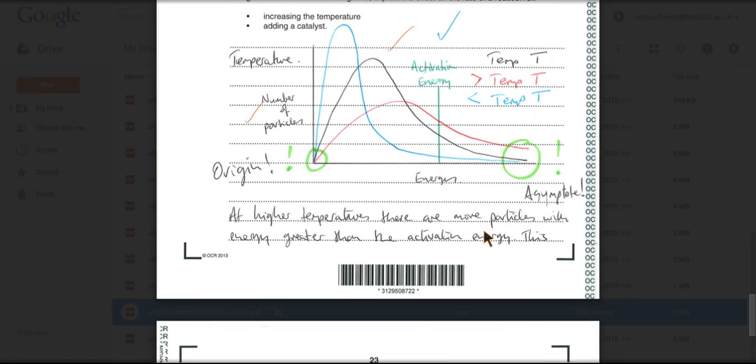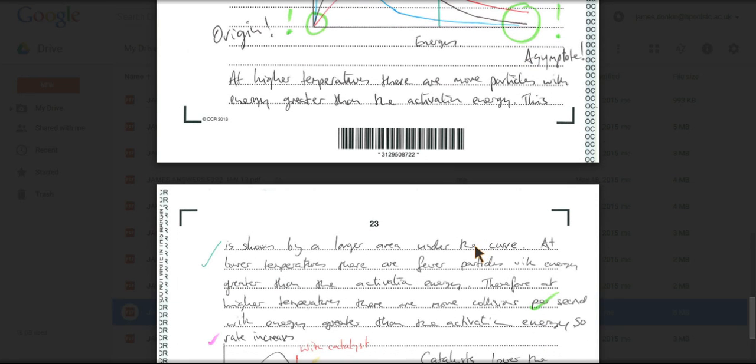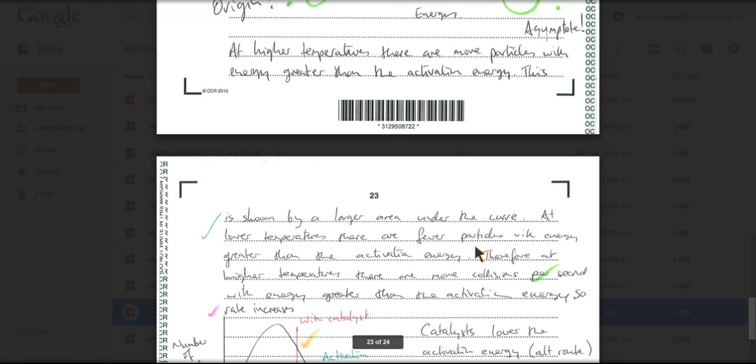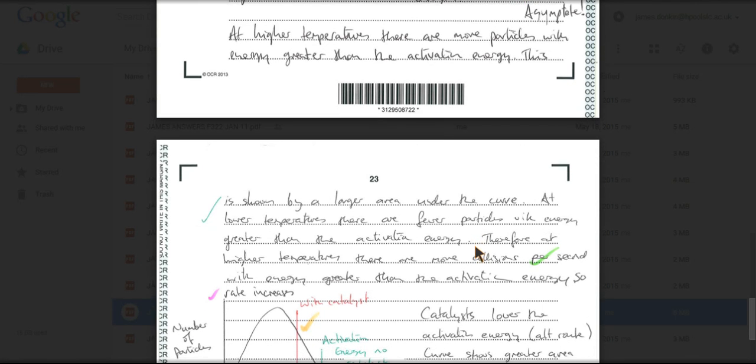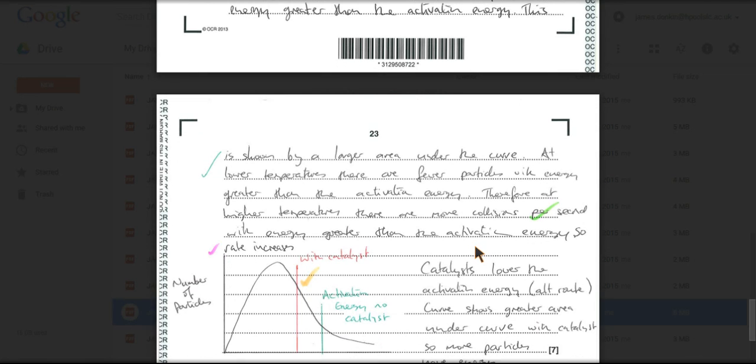So how have I phrased that? At higher temperatures, there are more particles with energy greater than the activation energy. This is shown by the larger area under the curve. At lower temperatures, there are fewer particles with energy greater than the activation energy. Therefore, at higher temperatures, there are more collisions per second with energy greater than the activation energy. So the rate increases.